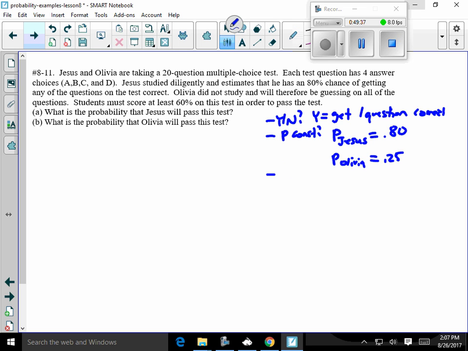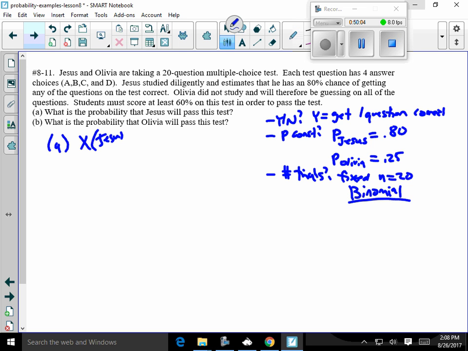So what about the number of trials? The number of trials is fixed because we're talking specifically about 20 questions, so n would be 20. And that means, since we have a fixed number of trials and the other things are true, this is a binomial setting, so we can use the binomial model for this. Okay, so we're just going to do each person individually. The random variable here will be the number of questions that Jesus gets correct. He could get none of the questions, 1, 2, 3, all the way up to all 20 correct.